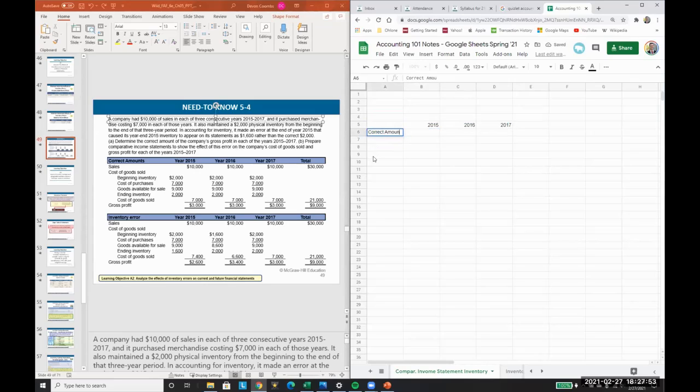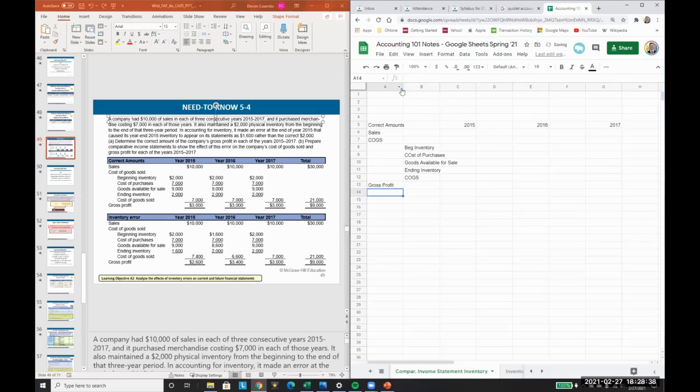Correct amounts: sales, cost of goods sold, inventory, cost of purchases, goods available for sale. I want you to see how these numbers play out. Ending inventory, cost of goods sold. You're going to need to be able to calculate all of this.